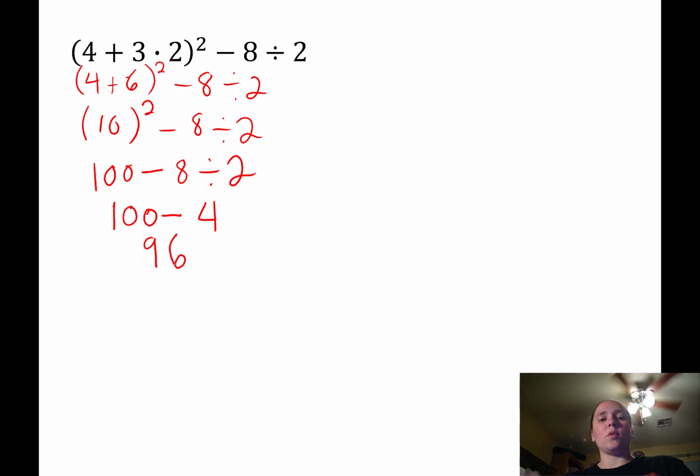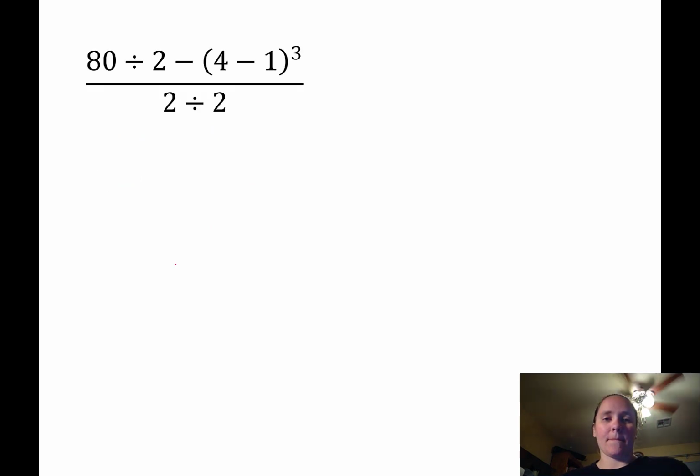Okay. So order of operations. As we move through these fairly quickly, you guys will be able to start doing some steps at the same time. All right, so let's look at the second one. I've got 80 divided by 2 minus 4 minus 1 cubed over 2 divided by 2.